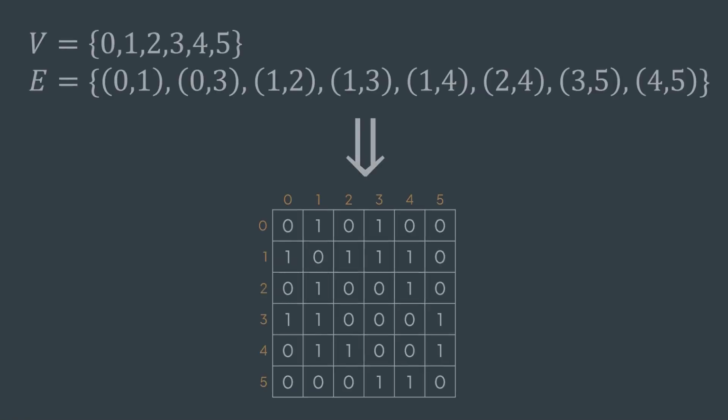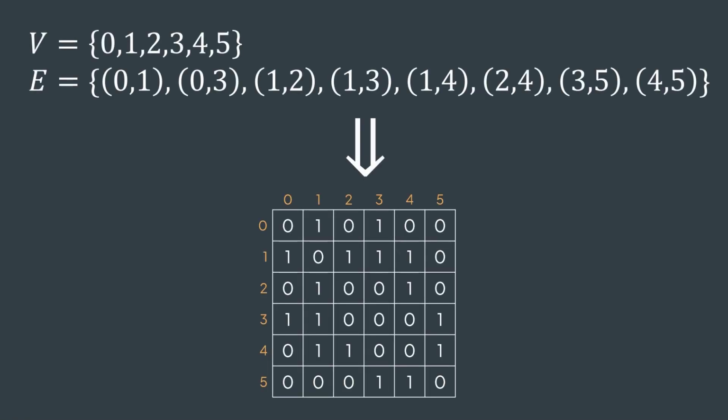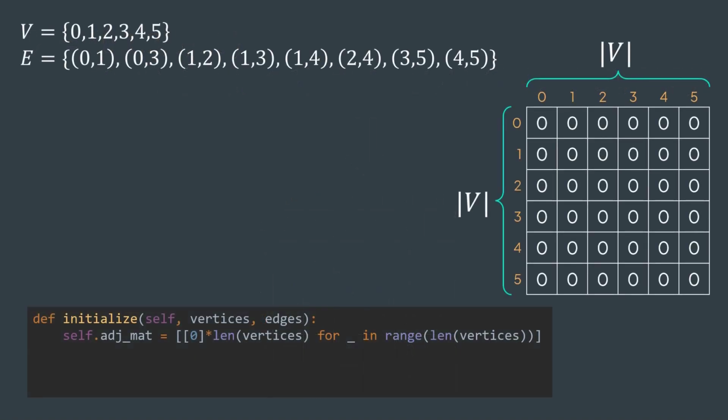Last operation, building the adjacency matrix. We have a set of vertices V and a set of edges E, and we want to build the adjacency matrix. We know that an adjacency matrix has a size of length of V times length of V, one row and one column for each vertex. This is why we create a matrix of length of V rows and length of V columns. Cells are initially at 0 because we didn't add edges yet, we just created the vertices.